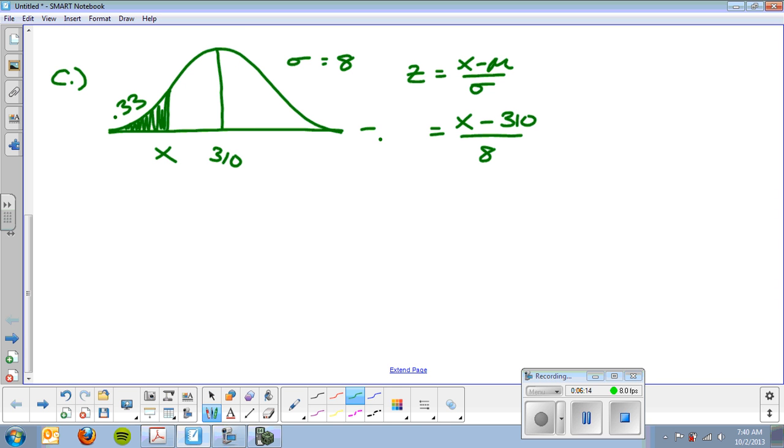So negative 0.44. Now, a quick error that a lot of students make is they just take this number and put it right here. But that's not the case. You're not putting the area there, you're putting the Z score. So you first have to plug it into your calculator or look it up in the table. Once I do that, it's simple algebra. Multiply by 8, add 310, and you get X equals 306.48 yards.